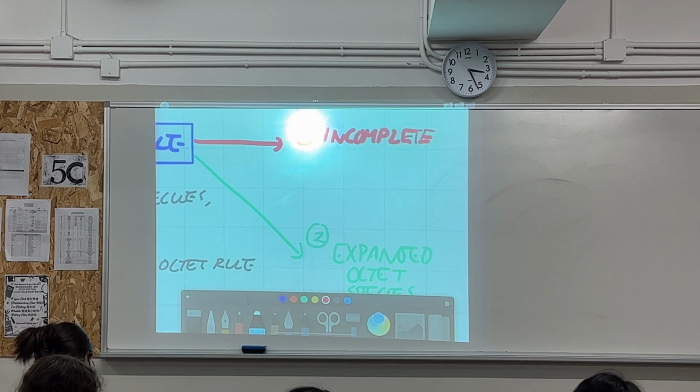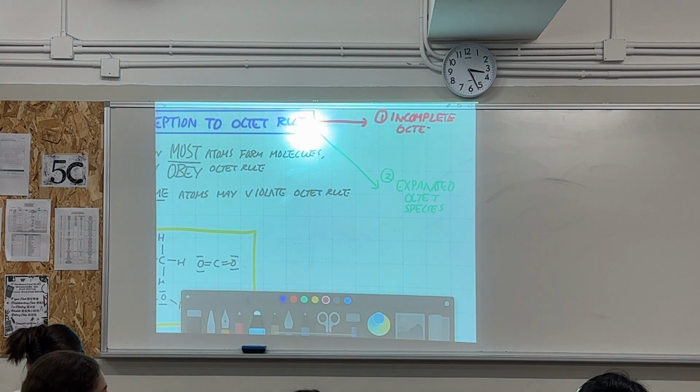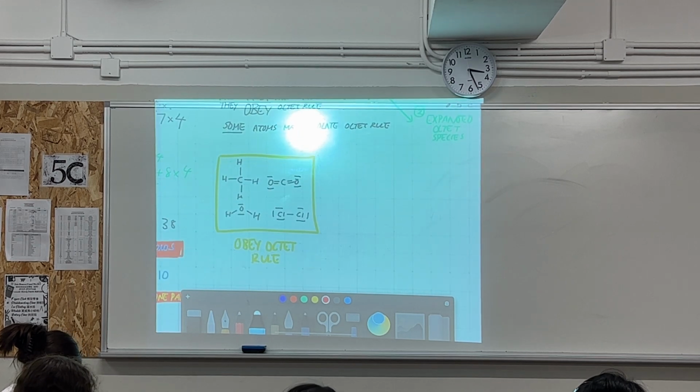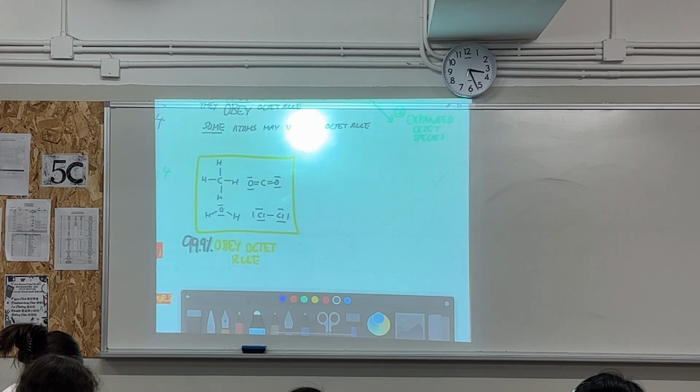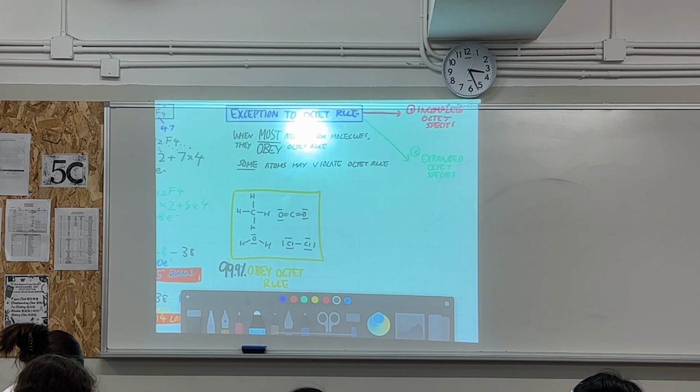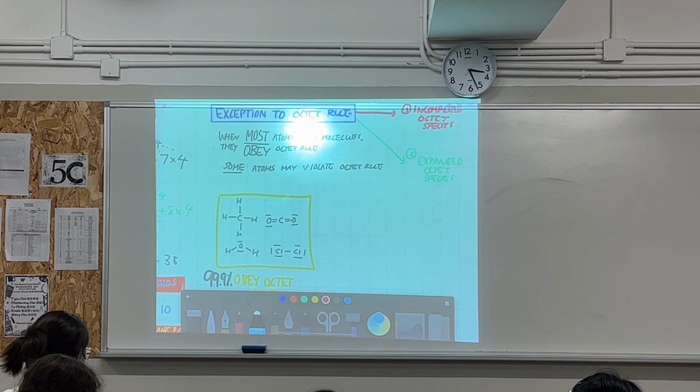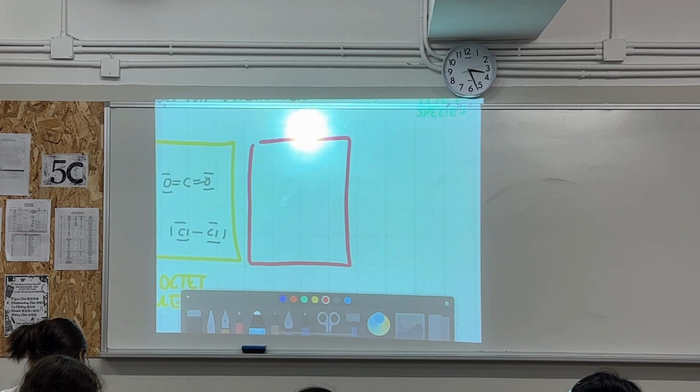So, incomplete octet species. 99.9% of molecules obey the octet rule. There is less than 1% of molecules that will violate the octet rule, either by forming incomplete octet species, of which you have two, BF3, BeCl2, and AlF3. So you have BF3.